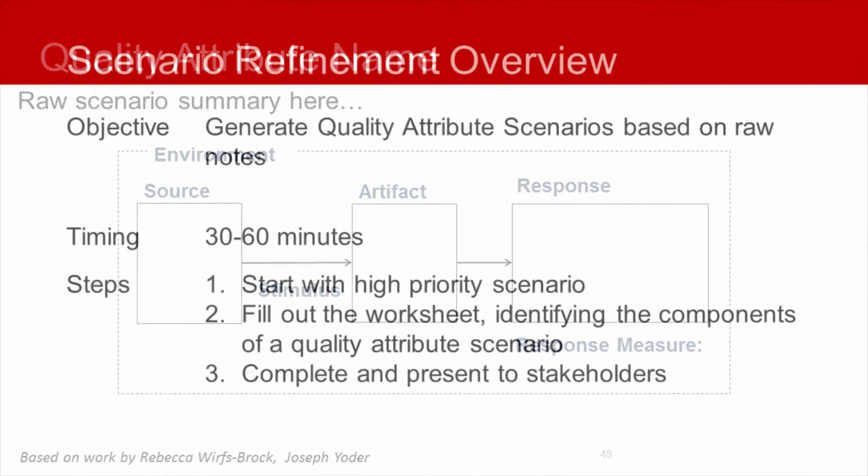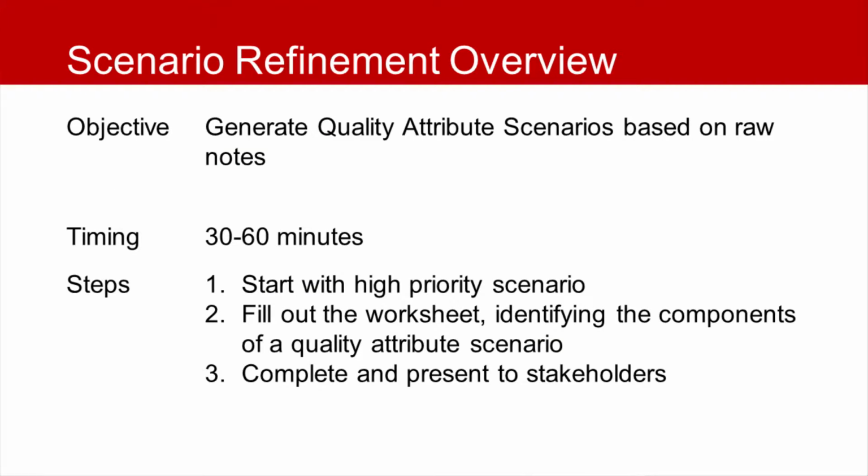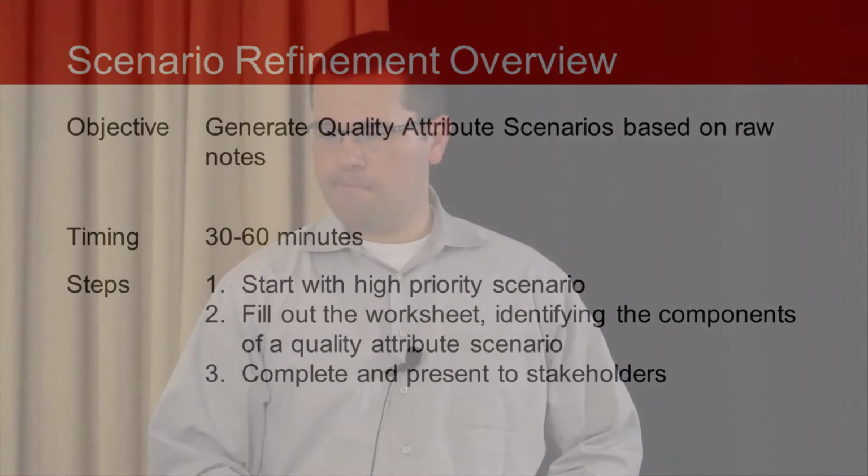A typical mini quality attributes workshop takes about 30 to 60 minutes for this scenario refinement. Depending on how complex your system is, you can also take this for homework as well. You start with the highest priority scenarios, you fill out the worksheets, and then you complete it and present it to your stakeholders to get their buy-in. So it will end up looking like this.